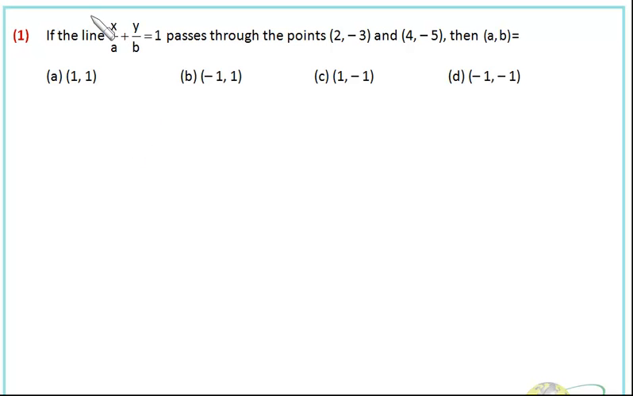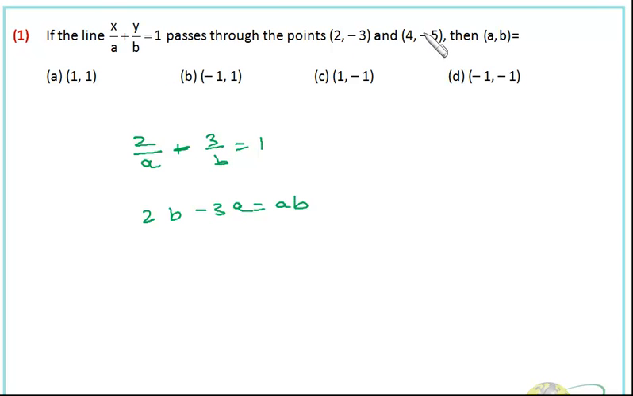Okay, so instead of x I put 2 and instead of y I put minus 3. So it is 2 by a plus minus 3 by b is equal to 1. Just cross multiply. 2b minus 3a is equal to ab.